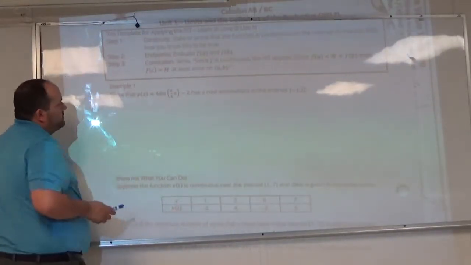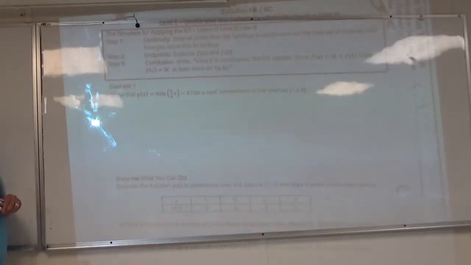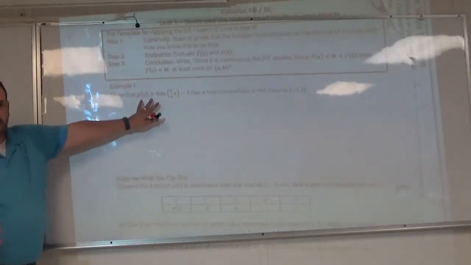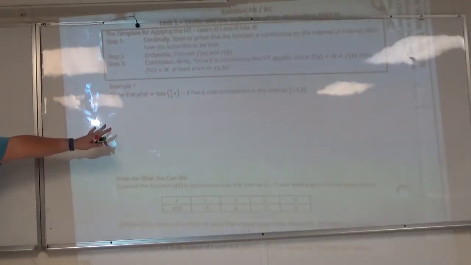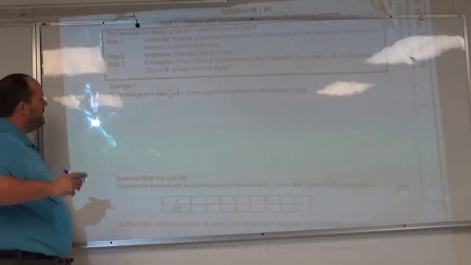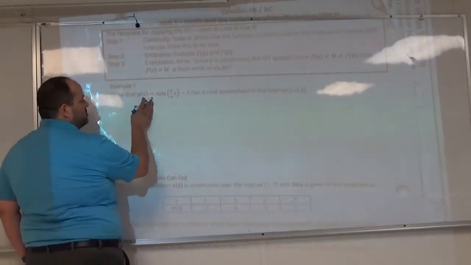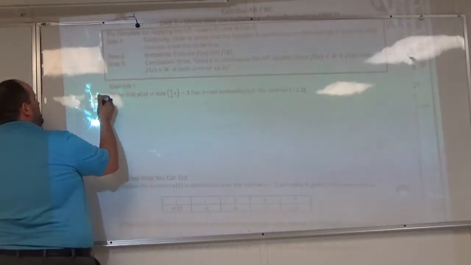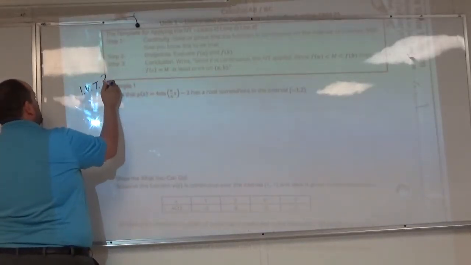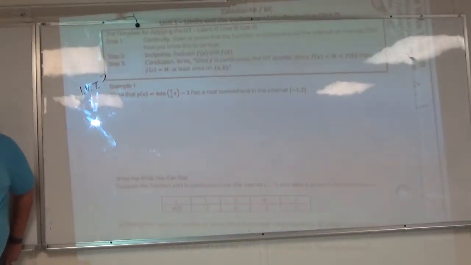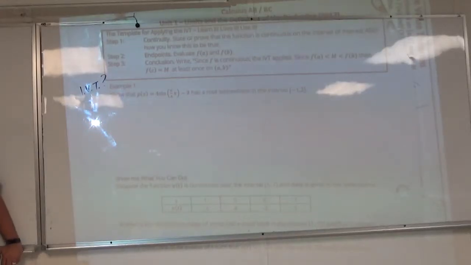Show that p of x equals 4 sine pi over 4x minus 2 has a root somewhere in the interval. Does anybody see the words intermediate value theorem here? Sadly, no. They're not that kind. Show that this function has a root somewhere in the interval. Maybe you're thinking, gosh, this kind of sounds like IVT stuff. If we're going to use the IVT, the first thing you need to do, convince me that you know the function is continuous. I need somebody to convince me.